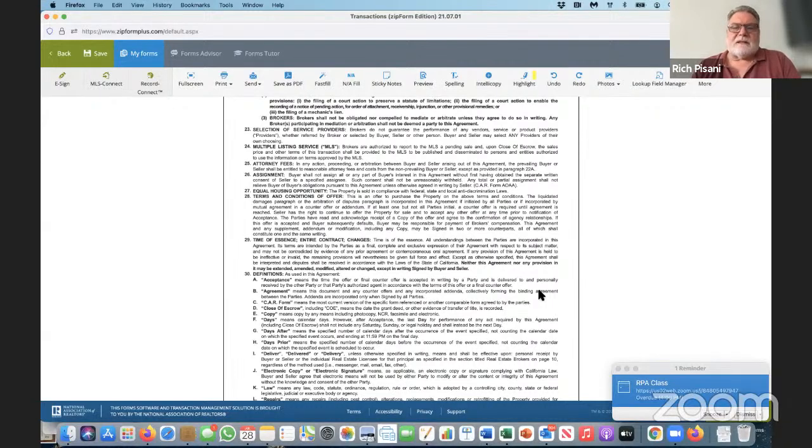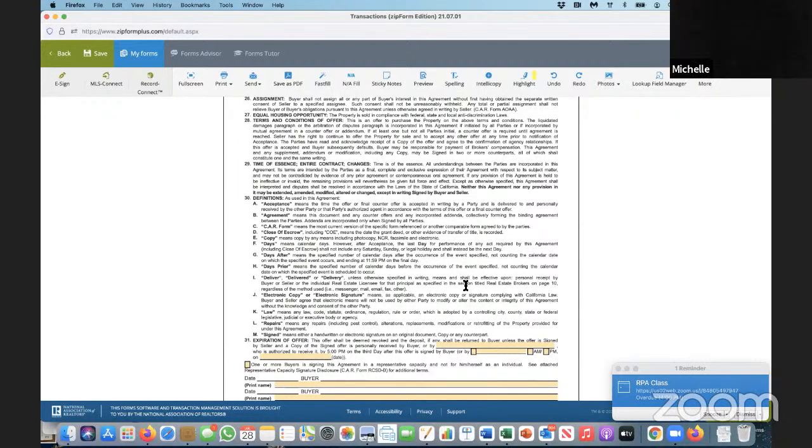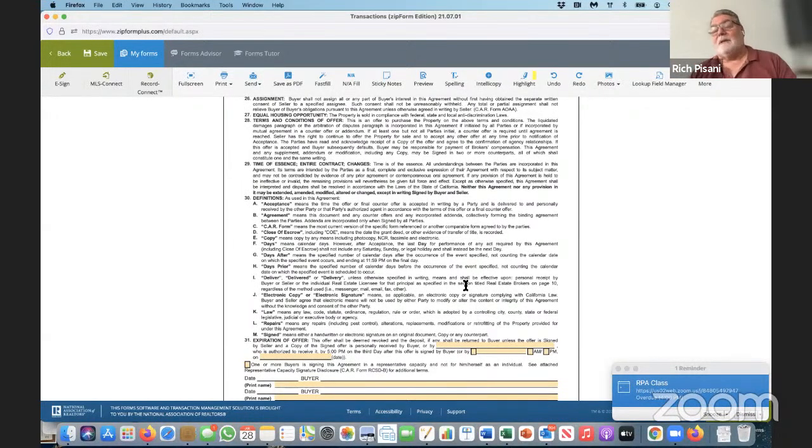Terms and conditions of the offer. Time is of the essence. That means, hey, Mr. Buyer, you have certain things that you have to do in a timely manner. Make sure that there are consequences to not meeting those deadlines. The seller can give you a notice to perform, and he can cancel.